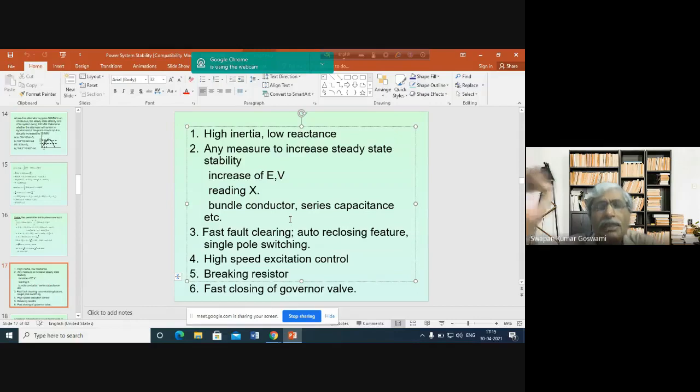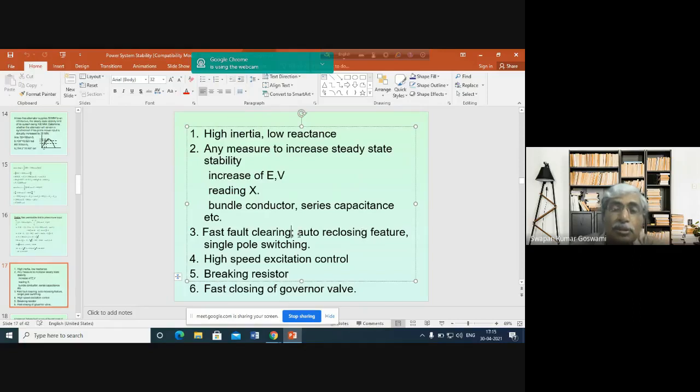So for that, the protective system has to be very fast. That means the relays and circuit breakers used for protecting the transmission system and the power system components have to be very fast. So fast fault clearance will improve the transient stability. Then there is the auto reclosing feature. This is basically a feature of the circuit breaker that will help in improving the stability of the power system.